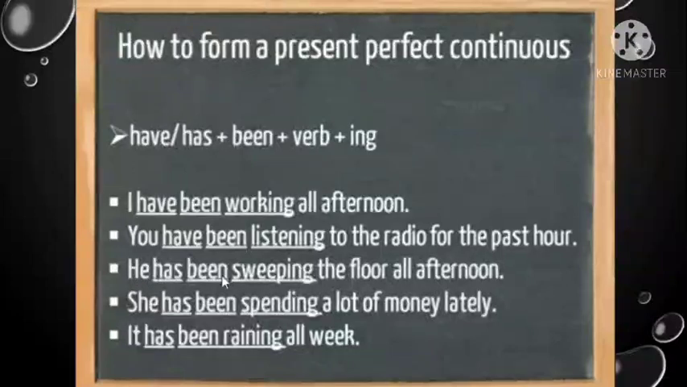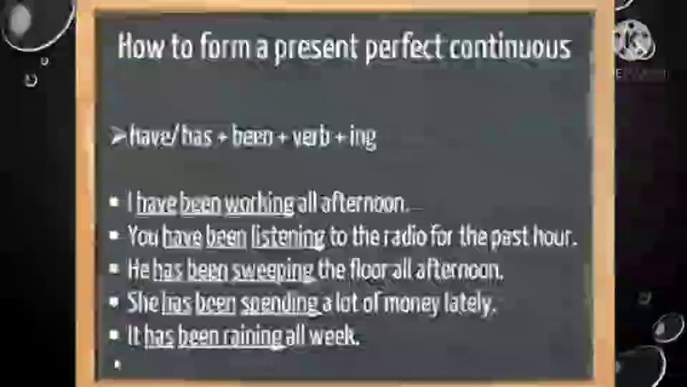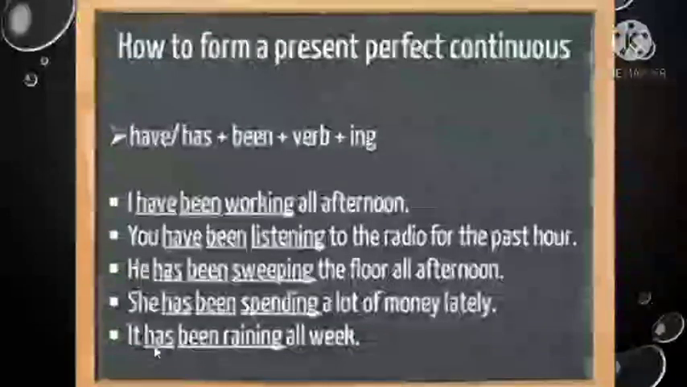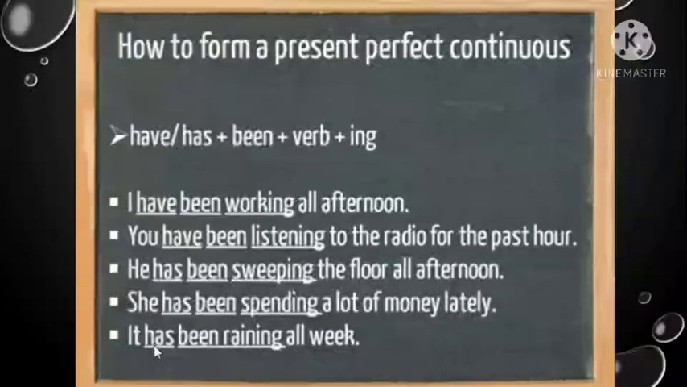She has been spending a lot of money lately. Means recently. That means she has started spending money recently and she is still spending it. It has been raining all week. Here again the action of raining has already started and it is still raining. It is still continuous. It is continuously raining. It has not stopped. So all these sentences are in present perfect continuous tense. Got it?